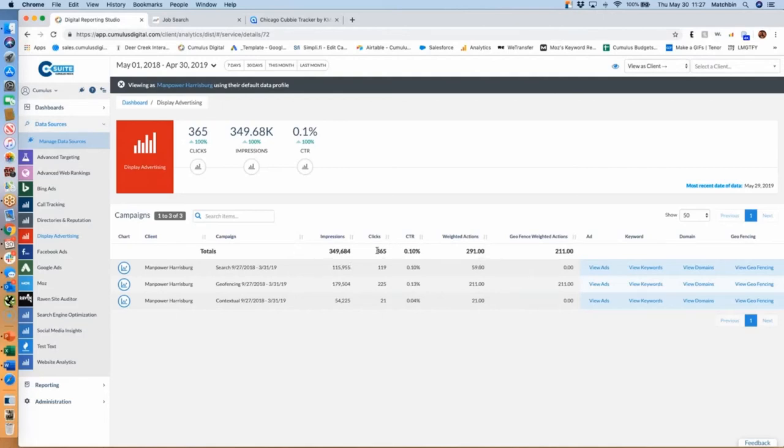So you can actually see the number of clicks. The click-through rate is still going strong at double the national average, and then 291 weighted actions. That's a lot of people entering their business month after month after month.